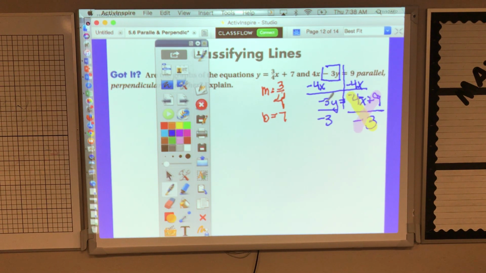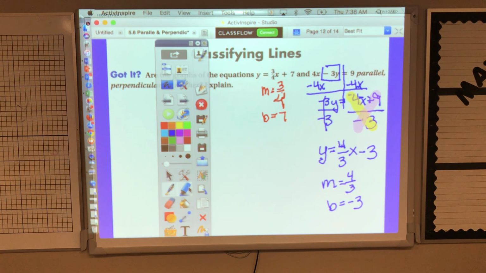Right? On the left side, the negative 3's cancel. So I'm left with y equals. On the right side, negative divided by negative, it's a positive. And 4 over 3 doesn't simplify, so we leave it as 4 over 3 x. And then 9 divided by negative 3 is minus 3. Okay, so in this one, my slope is 4/3, and my y-intercept is negative 3.